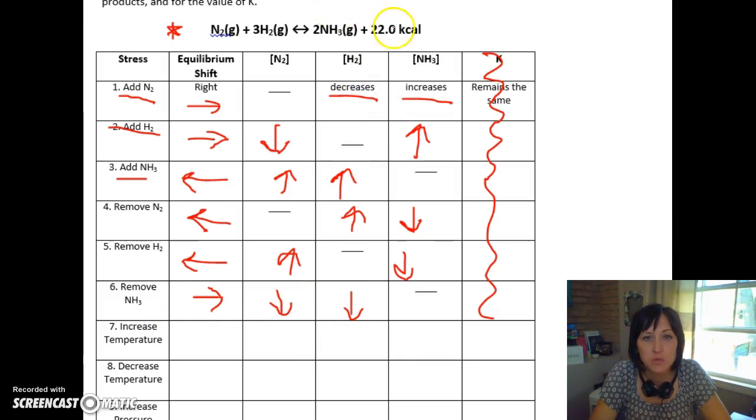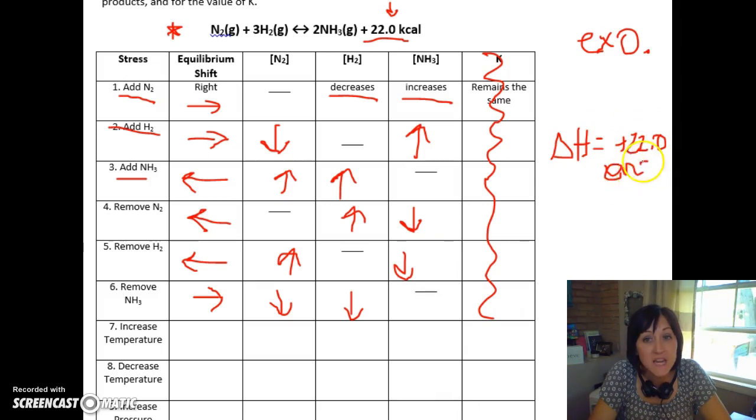Increased temperature. Notice here, we talked about this in class, plus 22 kilocalories. The way this is written, it means that heat is a product. So if heat is a product, we have an exothermic reaction. If it had delta H equals plus 22, that would mean it's endo. But we don't have that, so you have to make sure you know how to read these equations. It says plus 22 kilocalories. That means it is a product and it is an exothermic reaction, so treat it just like a product.